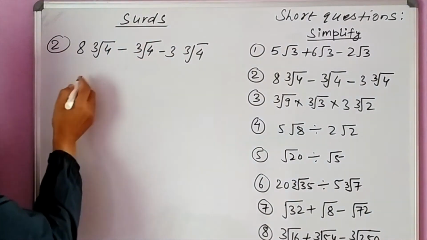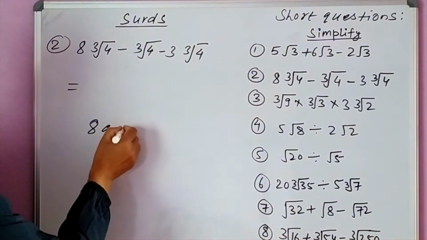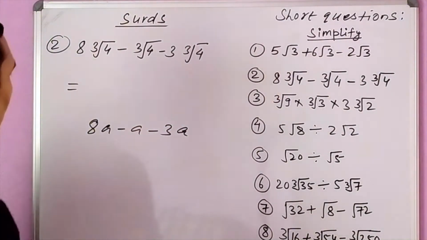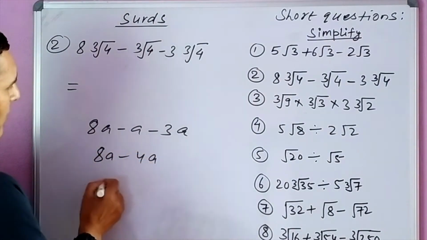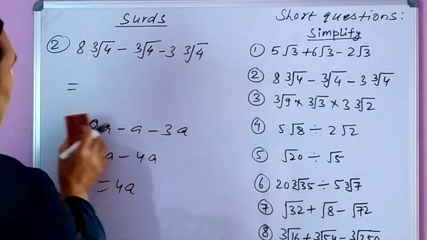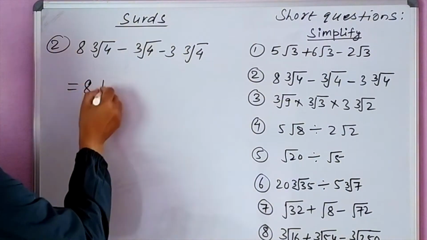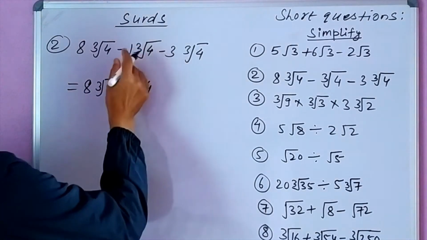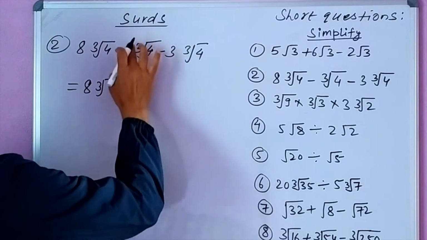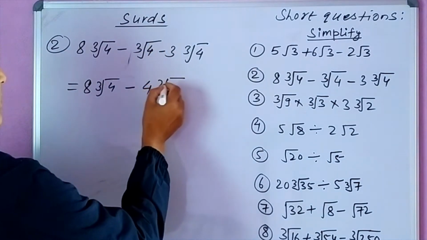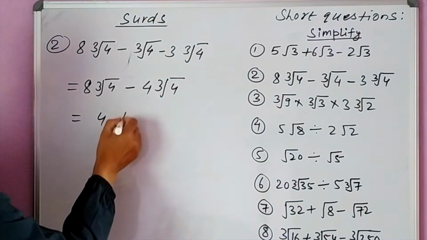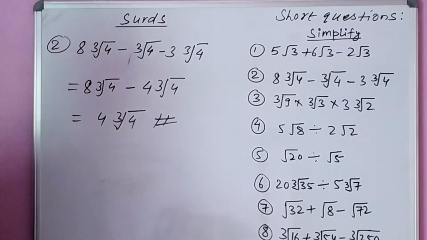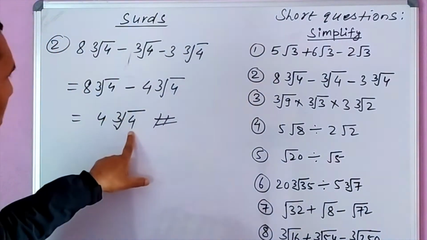So it is just like 8a minus 3a. We can simplify it very easily. 8a minus 4a, so it is 4a, just like this. 8 cube root of 4 minus 1 minus 3, that is 4, and it is cube root of 4. So 4 times cube root of 4. This is the answer. We cannot do further because you cannot take the cube root of 4.